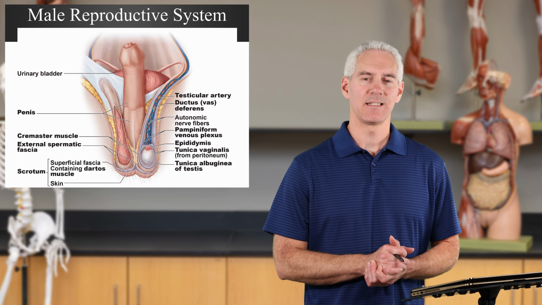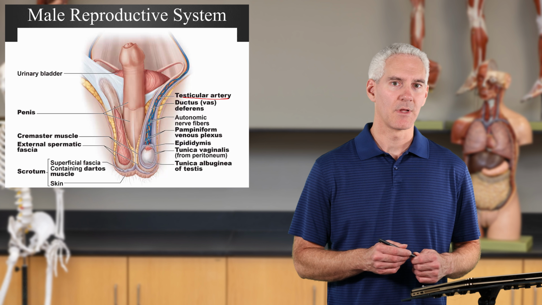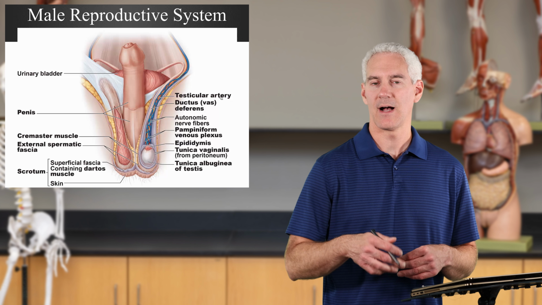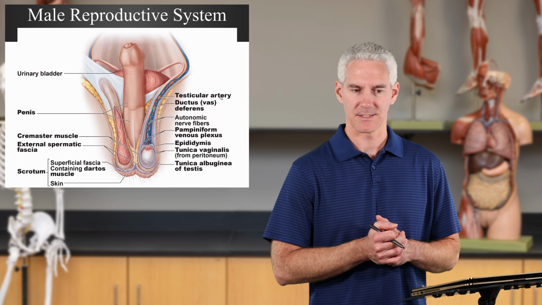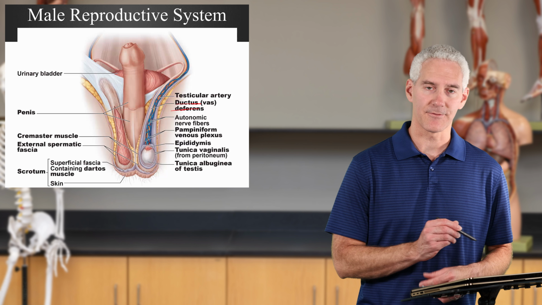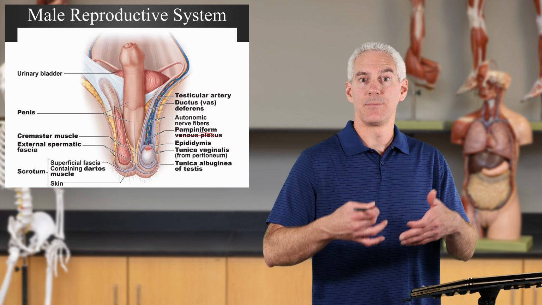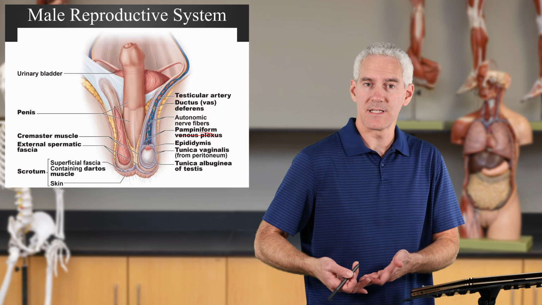We then have various structures heading up and down from the testes into the body. We have the testicular artery carrying blood down to the testes, providing gases, nutrients, and building blocks. You have the ductus deferens, or the vas deferens, either name's fine. That's what carries the sperm from the testes up out of the system. You have the autonomic nerve fibers, helping with control and feedback mechanisms. You have the pampiniform venous plexus, which takes the blood from the testes and heads back into the body.